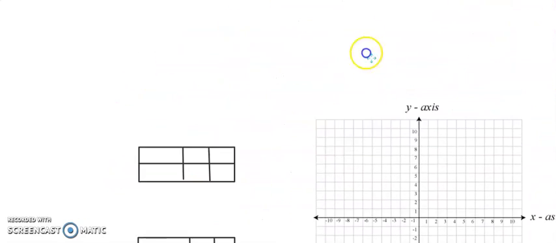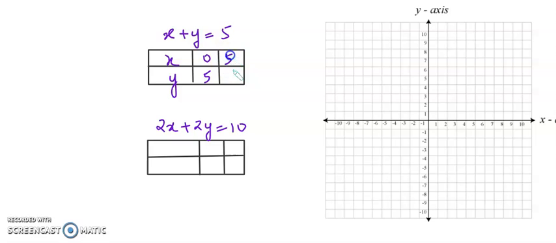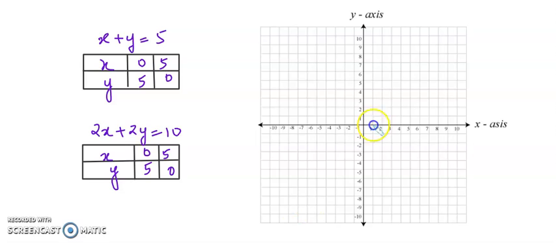So let's write down. So it's x plus y is equal to 5 and 2x plus 2y is equal to 10. So this is x, y with (0, 5), (5, 0). Same way, y is (0, 5), (5, 0). So we don't have to do anything. There is only one single line passing through (5, 0) and (0, 5). Right? So it's just one line.